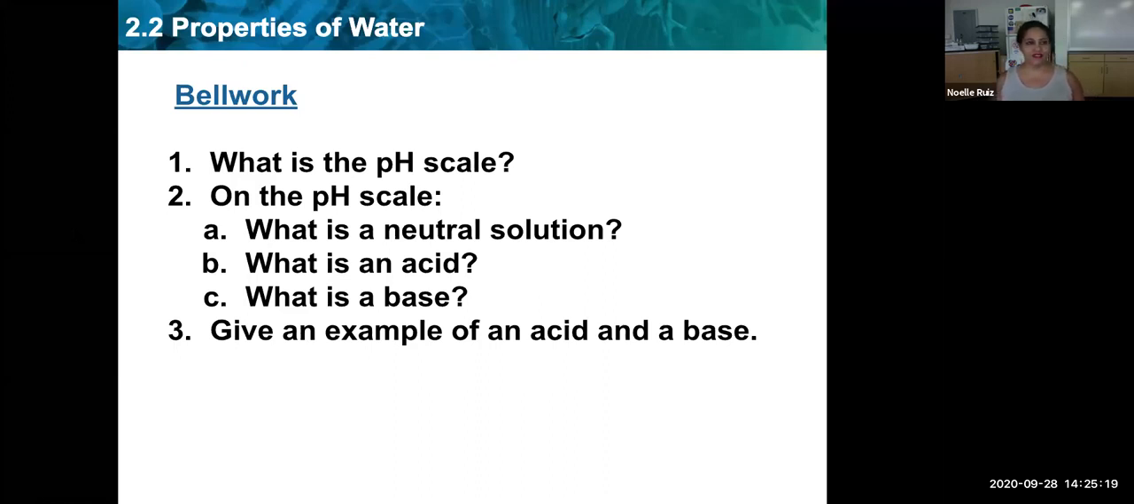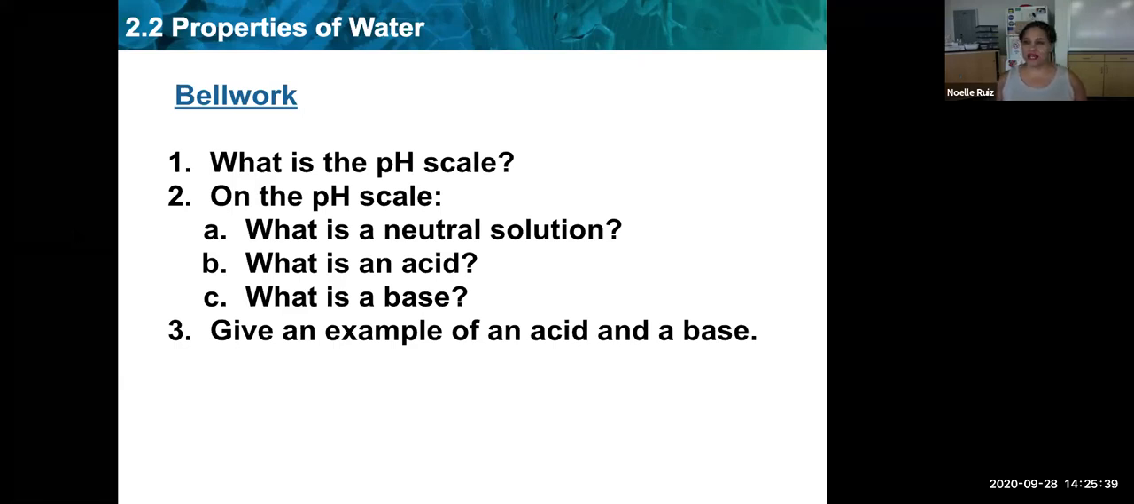And then what about bases? What numbers on the scale are bases? I know Angelina knows because she's answered all of them. Good, 8 to 14. That's part of our notes today. So if you didn't get that, you will get it as we go throughout.